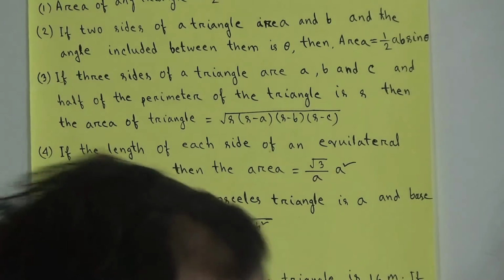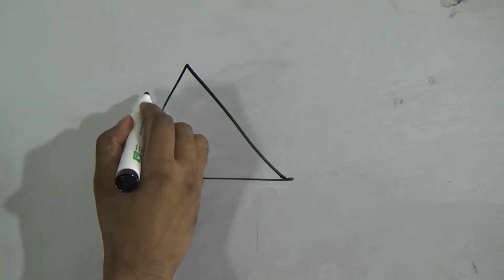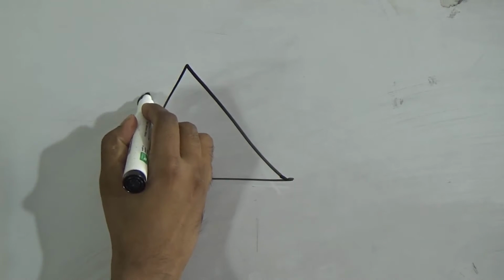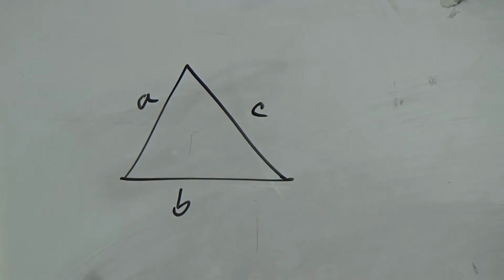Dear students, let us consider a triangle, and the sides of the triangle are A, B and C. Now its perimeter will be A plus B plus C. You know that perimeter is the sum of all sides. Now we define perimeter by 2S. 2S equal to A plus B plus C. Then S equal to A plus B plus C by 2. That means half of the perimeter.